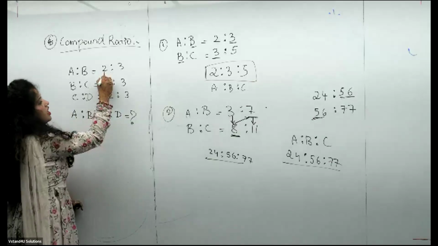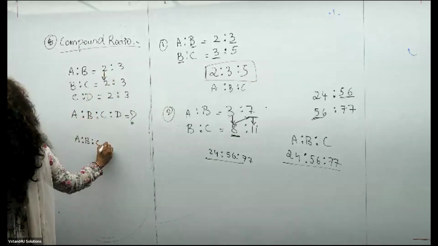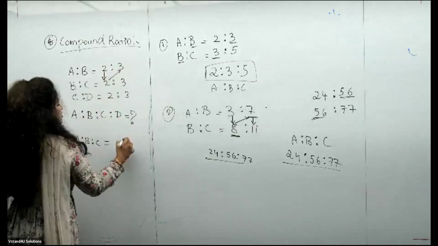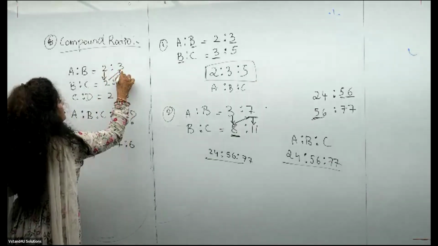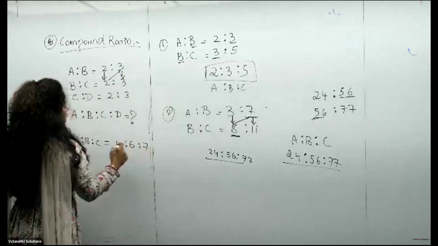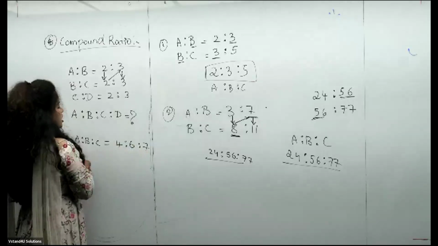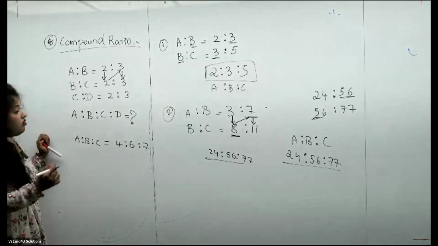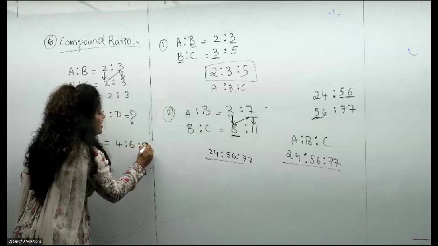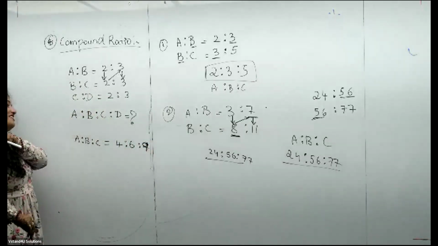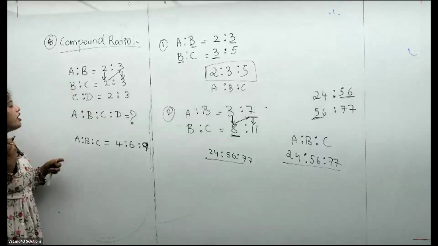Like this. 2 2s are 4, 2 3s are 6, 3 3s are 9. I got the ratio of 4 is to 6 is to 9 for the ratio of A, B, C. Okay, fine. So now what is left out?